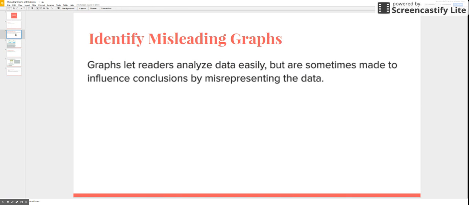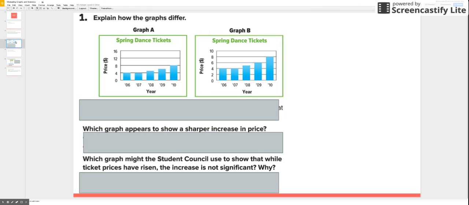Alright, identifying misleading graphs. Graphs let readers analyze the data easily, but are sometimes made to influence conclusions by misrepresenting the data. So here's an example of that. Explain how the graphs differ. Here you have graphs about the spring dance tickets. Here you have the years, and the price, so $4, $8, $12, and $16. On this side, you have the same years, 06, 07, 08, 09, and 10, and you have the price, 0, 2, 4, 6, 8, and 10.